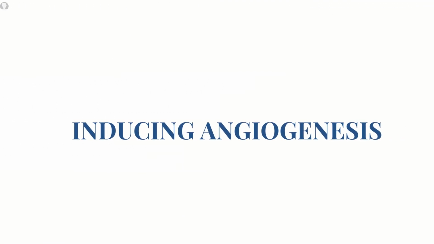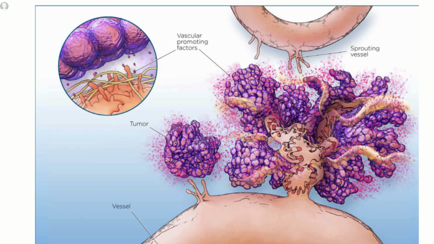Now, what is angiogenesis? How is it induced? Angiogenesis is the formation of new blood vessels. Tumor cells overexpress vascular endothelial growth factor, which is a major angiogenic factor responsible for the creation of new blood vessels that provide nutrients to the interior of the tumor. These blood vessels are architecturally different from the normal blood vessels, being less organized.